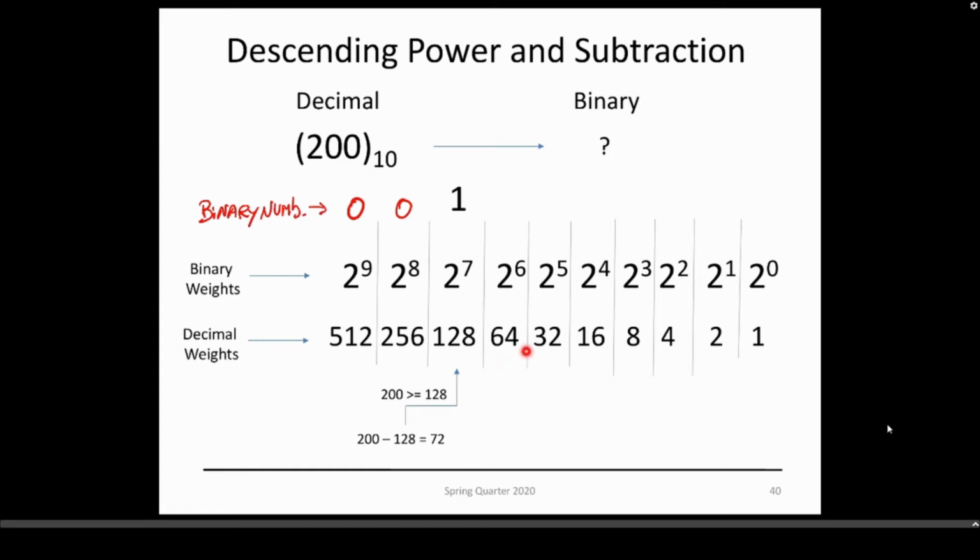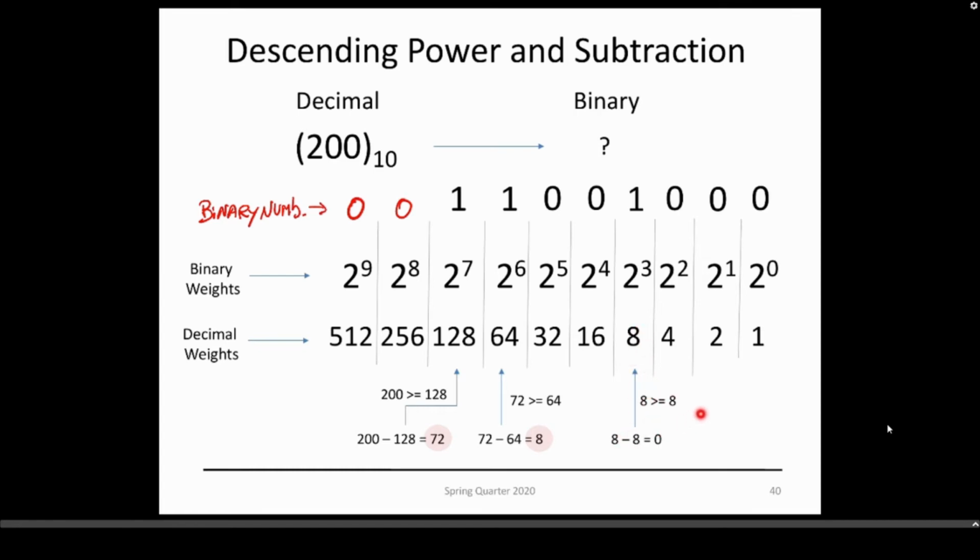Is 72 greater or equal than 64? That is correct. I get a 1. Subtract 64 from 72, I get an 8. Now I pick up the 8. Is 8 greater than 32? No. I get a 0. Greater or equal than 16? No. 0. Greater or equal than 8? That is correct. I subtract 8.